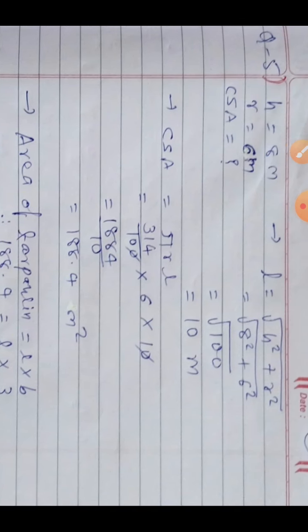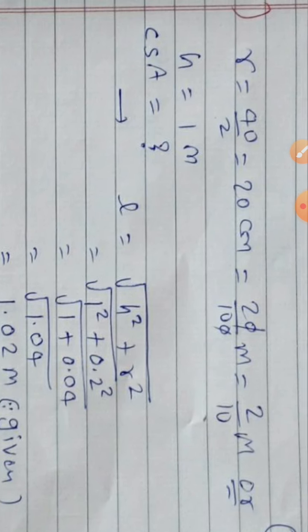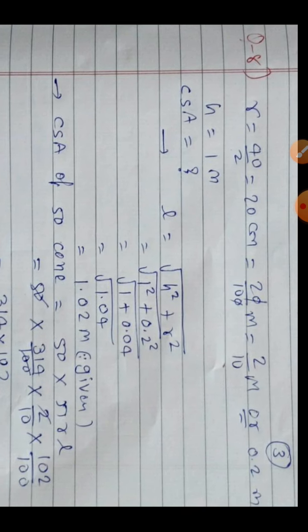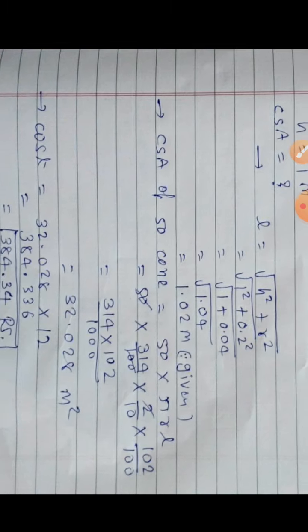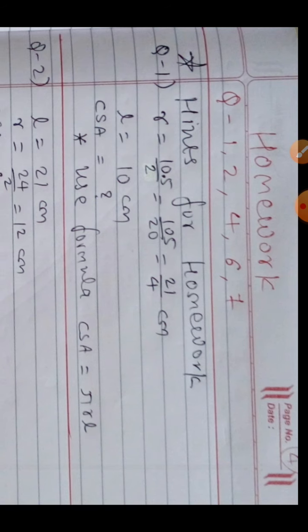Then question number 8. So out of total 8 questions, 3 are already solved and explained here. Now remaining 5 questions are given in homework. They are 1, 2, 4, 6, 7. So don't ask by message what is the homework of 2 days. Homework is clearly shown here.